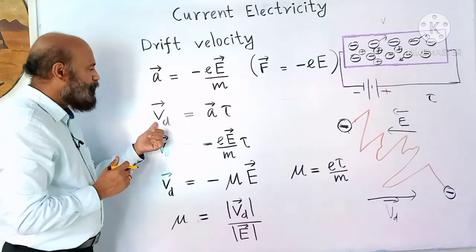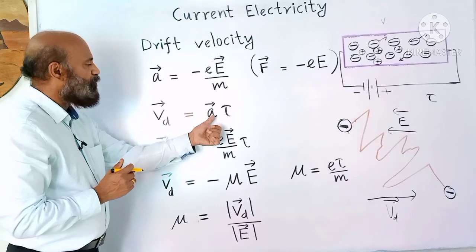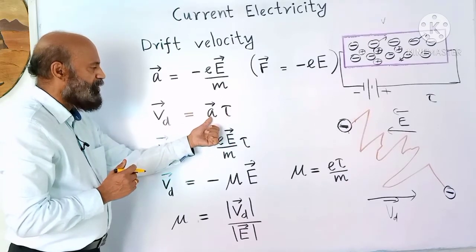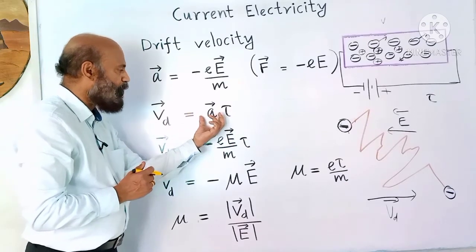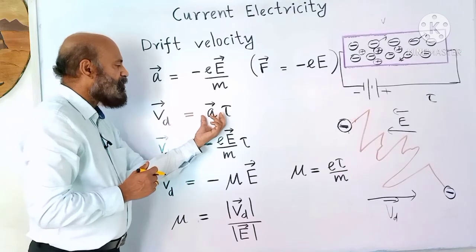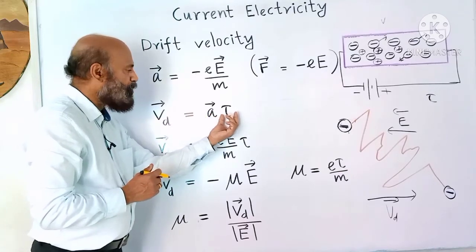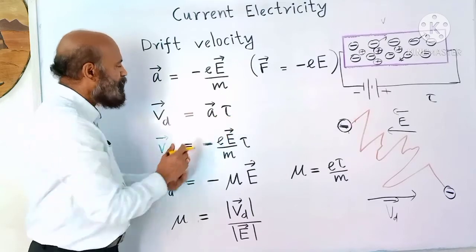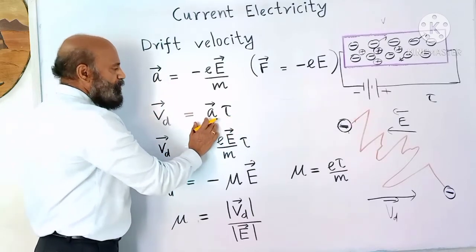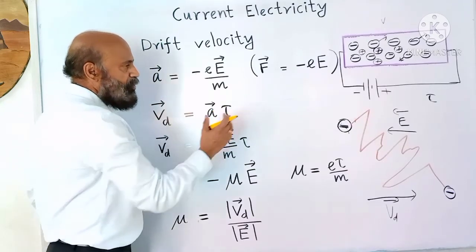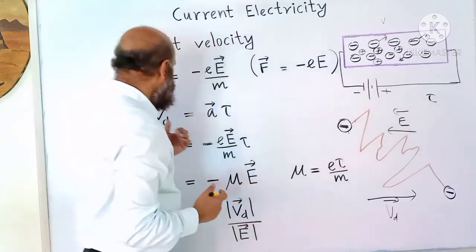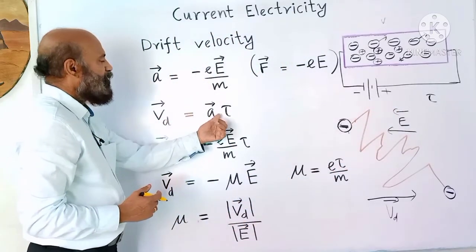Then drift velocity is a tau. A is the acceleration, the rate of change of velocity, that is, change in velocity in 1 second. Since acceleration acts only for a short interval tau, the drift velocity is a tau.